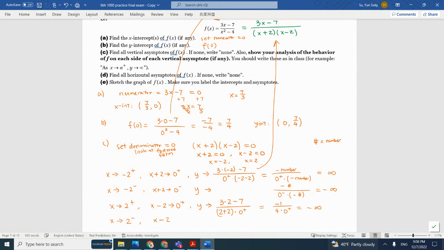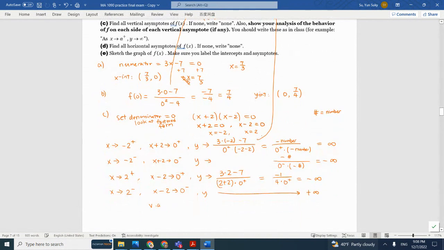And then when x goes to 2 from the left, x minus 2 goes to 0 minus. So y will go to positive infinity. Therefore, because we have infinity and minus infinity when x goes to -2 and 2, we can conclude that the vertical asymptotes are x equals -2 and x equals 2. We have 2 vertical asymptotes.